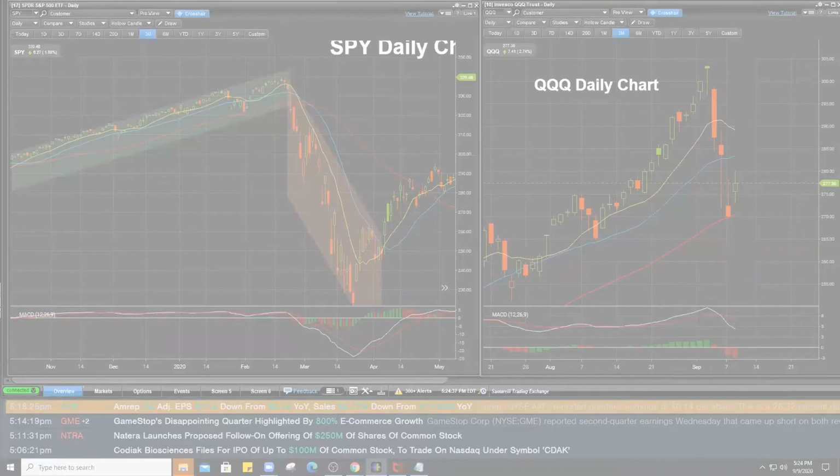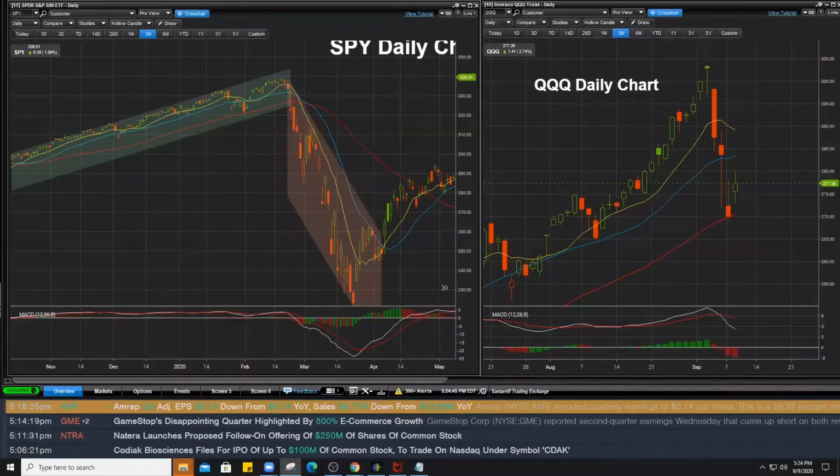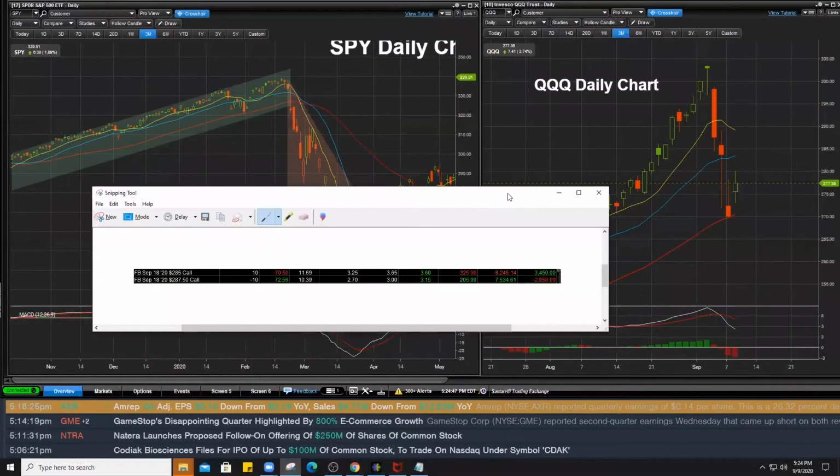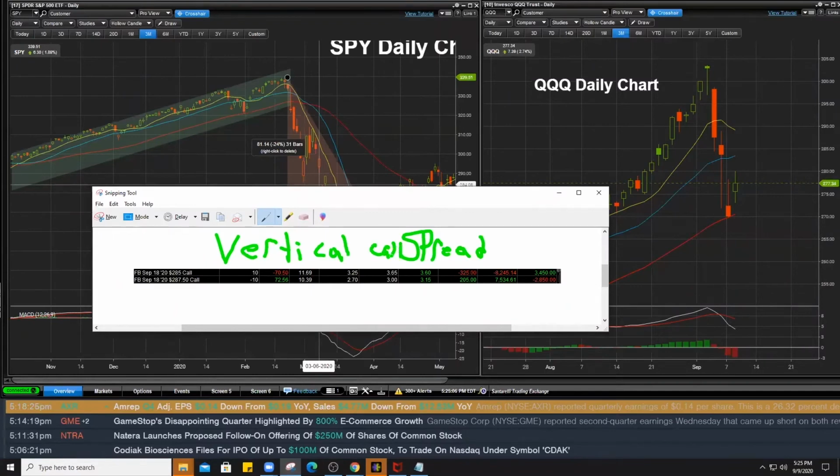So let's take a look at this September 18th. We just closed out a paycheck trade on Workhorse today, okay? That Workhorse was a vertical spread. So here is another vertical spread. This is called a vertical spread here, a vertical call spread, to be a little bit more specific.